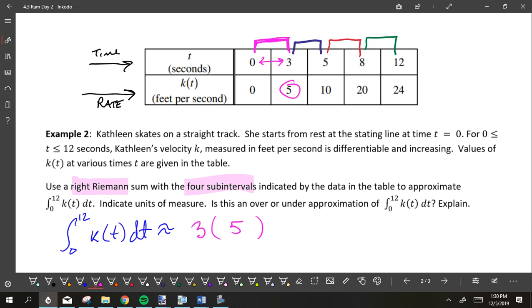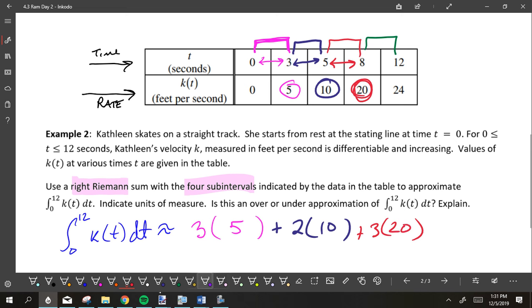Then we're doing the next subinterval, from 3 to 5. Kirsten, how far am I going? What's the distance between 3 and 5? 2. So she's adding 2 times, and then you've got these two numbers, 5 and 10. Which one do you want to pick if you're picking the one on the right? 10. 2 times 10. Sarah, what's the width of my next one going to be? 3, because she's going from 5 to 8. What's your height going to be? 20. She's picking the number on the right on that interval, so it's 20.